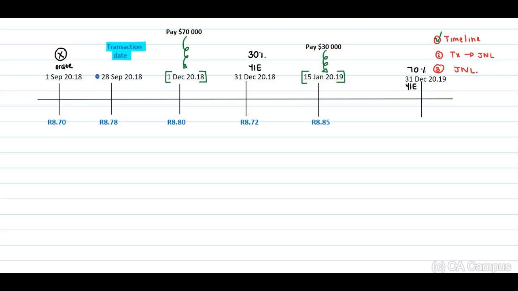Therefore, when you look at my steps, my second step, I need to identify the different transactions for which I need to recognize my journal entries. Now, this is what we have done just now. The only thing that I want you to include is that you need to know that before we pay the 70,000 and the 30,000, we need to first remeasure the foreign currency at spot rate.